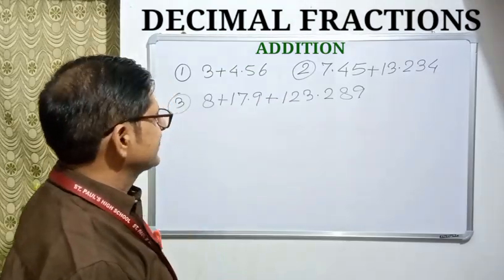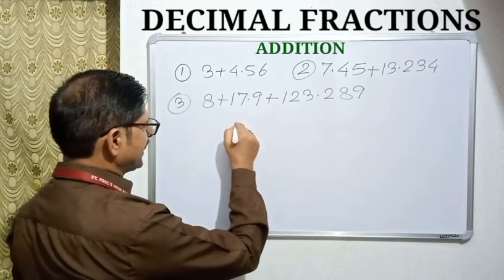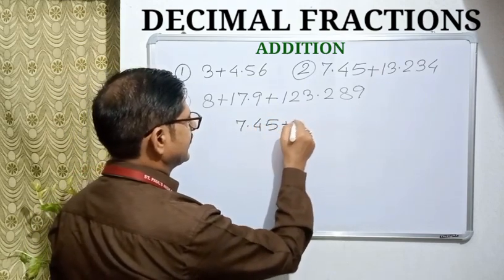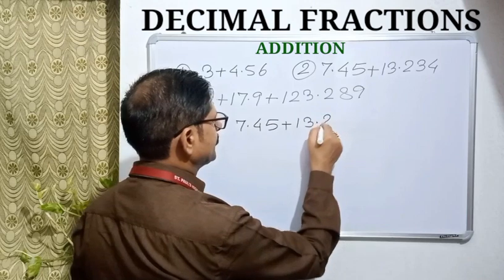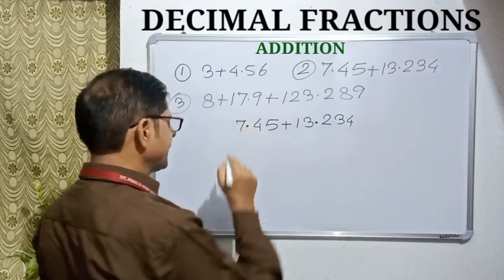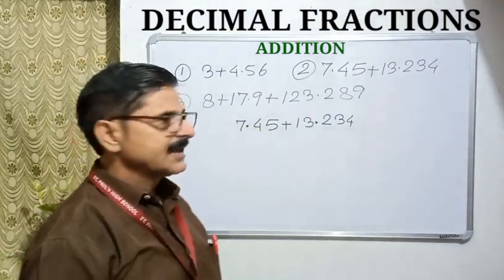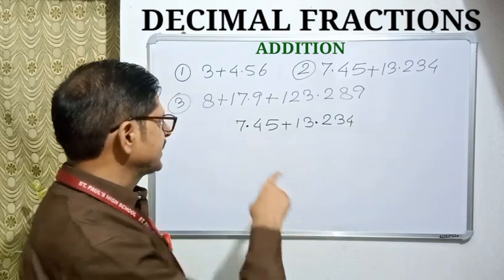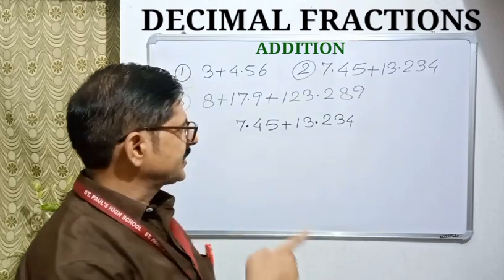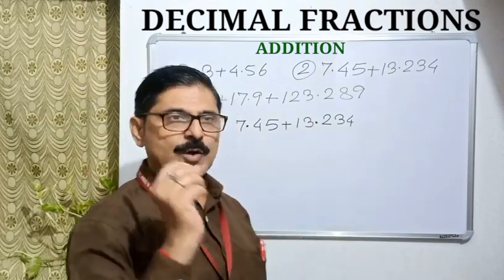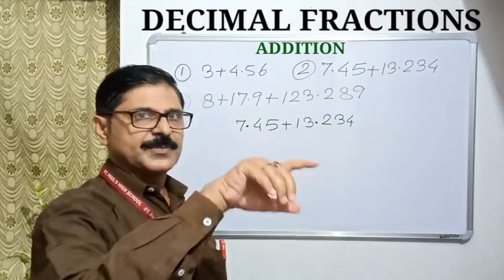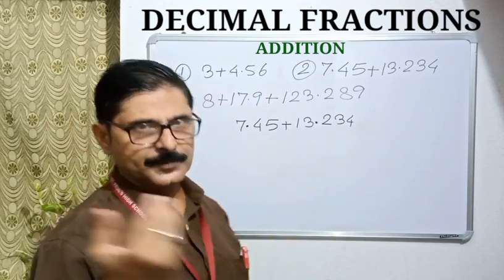Now let us discuss the second question, that is 7.45 plus 13.234. Both the numbers to be added are decimal fractions, but they are unlike decimal fractions, as the first one has only 2 decimal places, whereas the number of decimal places in the second number is 3. So our first step is to change them into a group of like decimals. We have already learnt it in our previous video.